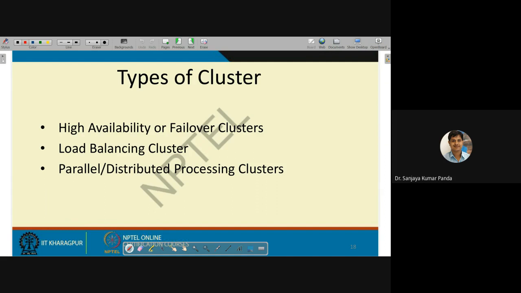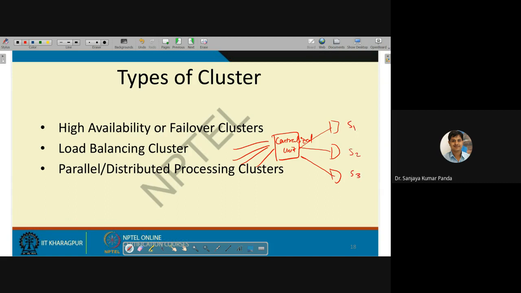The second cluster is called the load balancing cluster. Like there are a number of requests reaching, let's say, one centralized unit. Let's say this is our centralized unit. Like in the internet case also, many users are browsing the same website. So a number of these requests are reaching the centralized unit. Now what the centralized unit will do, it is connected to a number of servers. Let's say it is connected to three different servers. Let's say they are S1, S2, S3.